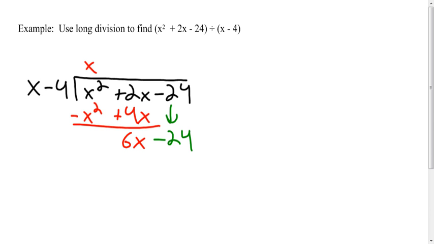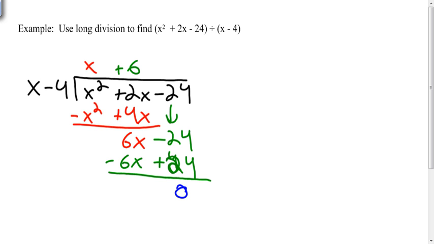X going into 6x is just 6. Be 6 times. So 6 times x, there's a 6x. 6 times negative 4 is a negative 24. Now from here again, remember we're subtracting it. So this one becomes negative, this one becomes positive. 24 minus 24 is 0. 6x minus 6x is 0. So again, there's no remainder. Our final answer is just x plus 6.